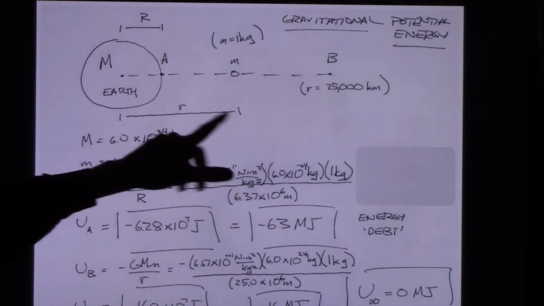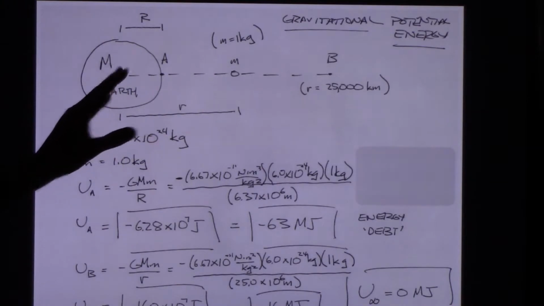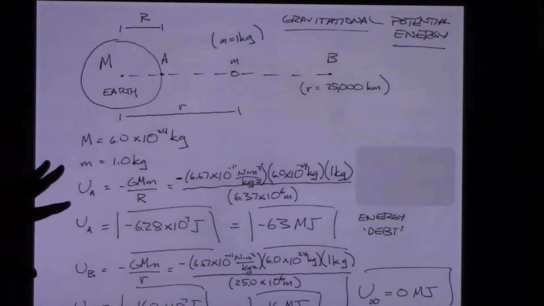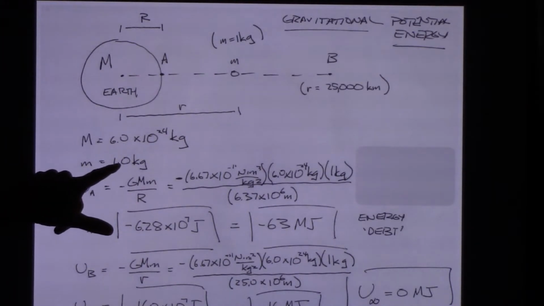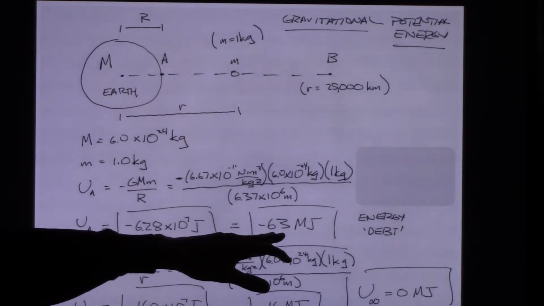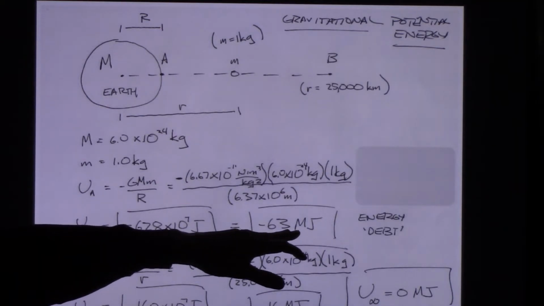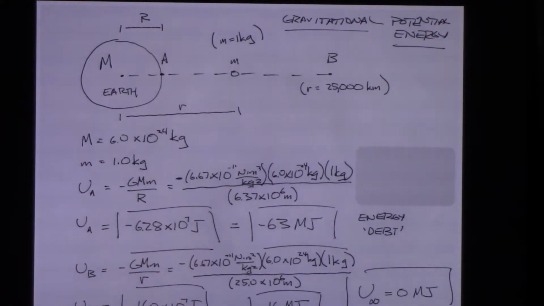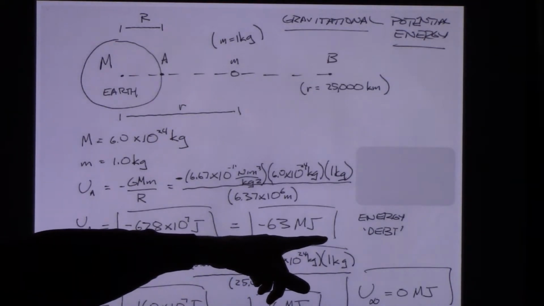All those distances, all the R's, were measured from the center. Okay, so I plugged the numbers in. Now, I went ahead and treated this as just a mass of 1 kilogram. And what it said was, something sitting here on the surface of the Earth has a potential energy of negative 63 million joules due to its gravitational interaction with the Earth. So that's an energy debt.